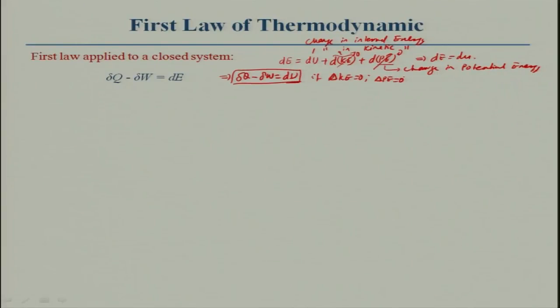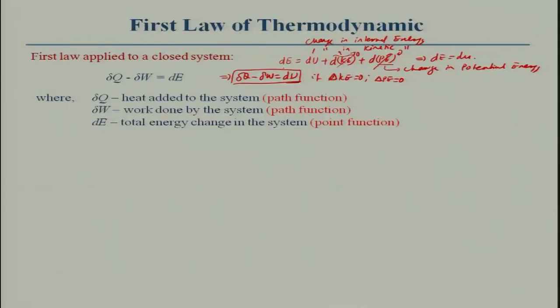Generally, when people say what is the first law of thermodynamics, they say delta Q minus delta W is equal to dU, but that is not true. This is derived from the first law of thermodynamics and it is handy to use in a closed system. Keep in mind that delta Q is a path function, that means it depends on the path, and delta W is also a path function, but the total energy change in the system is a point function, or in other words dU is also a point function.